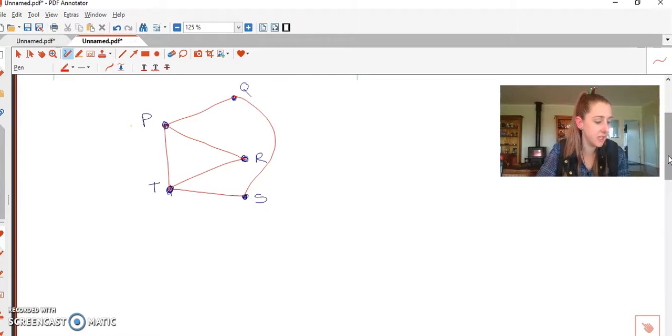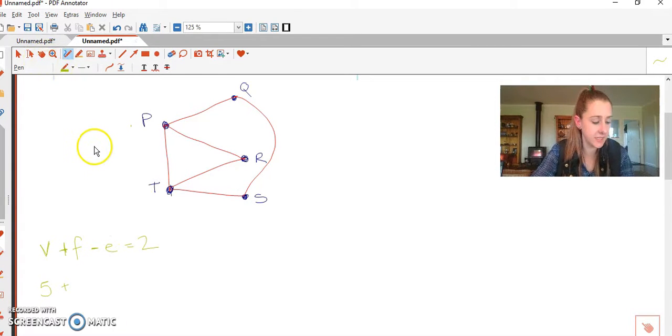The next part is that it wants us to use Euler's formula, and let's work in proof that Euler's formula works. Remember that it was given to us: vertices plus faces minus edges is equal to 2. So how many vertices have we got? We've got P, T, S, R, and Q. So 1, 2, 3, 4, 5. We've got 5 vertices.